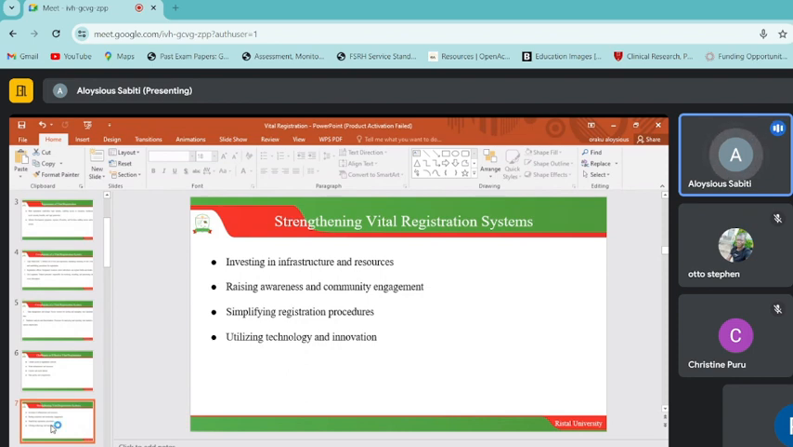Fourth, we need to utilize technology and innovation, because technology then innovates and helps us shorten some of the processes. And therefore, it will be very vital for those of us who understand IT so much to develop systems for us to do vital registrations and then be able to store our data or our information on of our population.